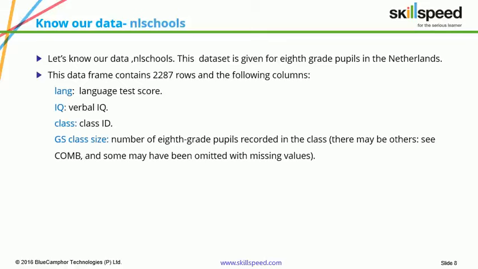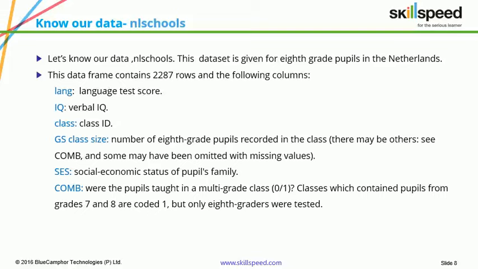There may be others also. You can look at the COMB variable, and some may have been omitted with missing values. The SES variable denotes the socio-economic status of the pupils' family. COMB denotes whether the pupils were taught in a multi-grade class, 0 or 1. Classes which contain pupils from grades 7 and 8 are coded 1, but here only 8th graders were tested.